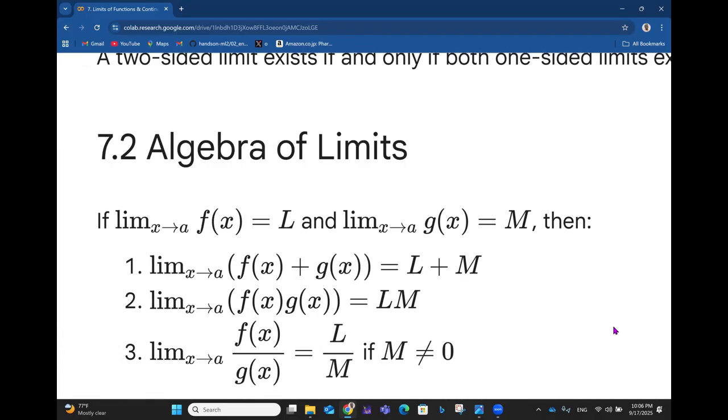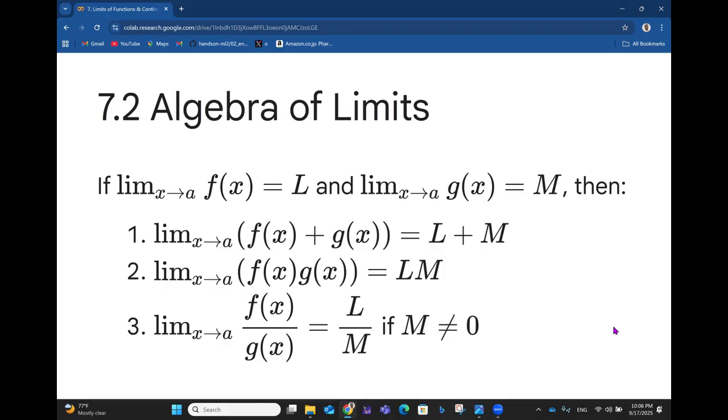And let's talk about the algebra of limits. I think we've seen things like this in a previous video. Imagine that the limit of f of x as x approaches a is equal to L, and the limit of g of x as x approaches a is equal to m. Then the limit of f of x plus g of x as x approaches a is simply the sum of the limits of the two functions. In essence, the limit of the sum of two functions is the sum of their limits.